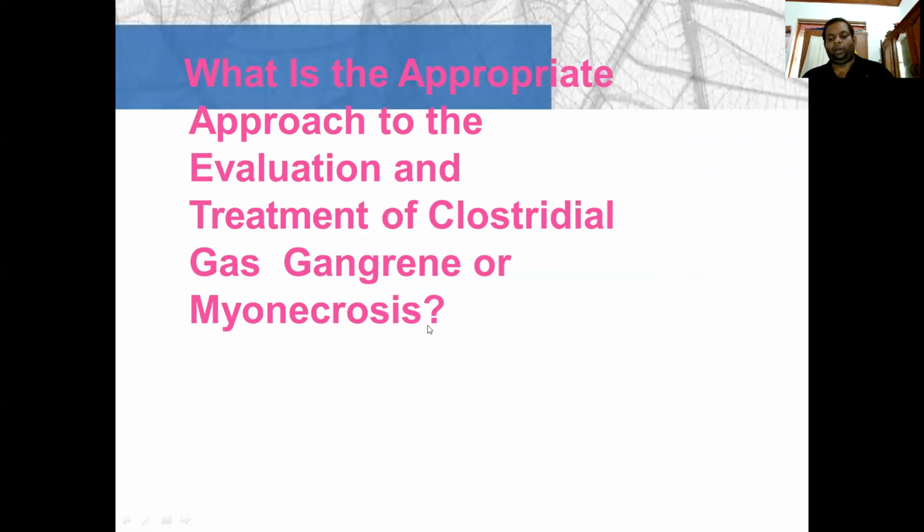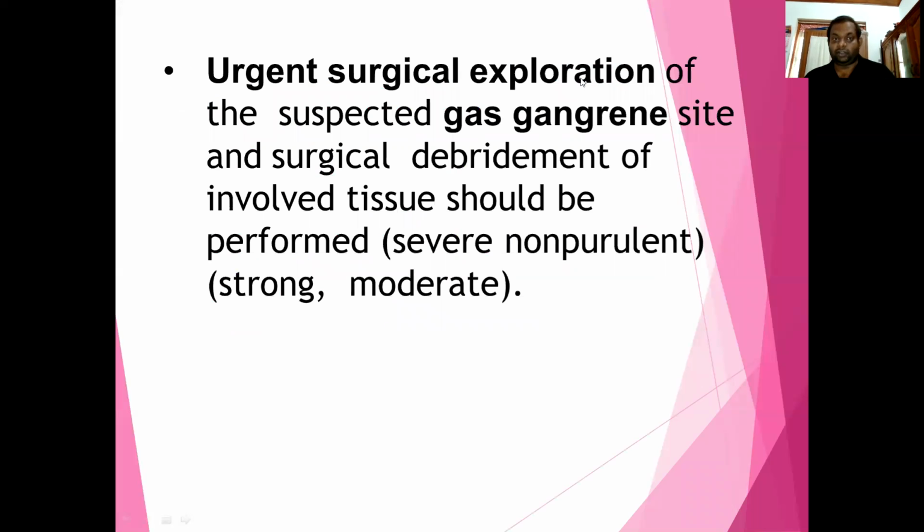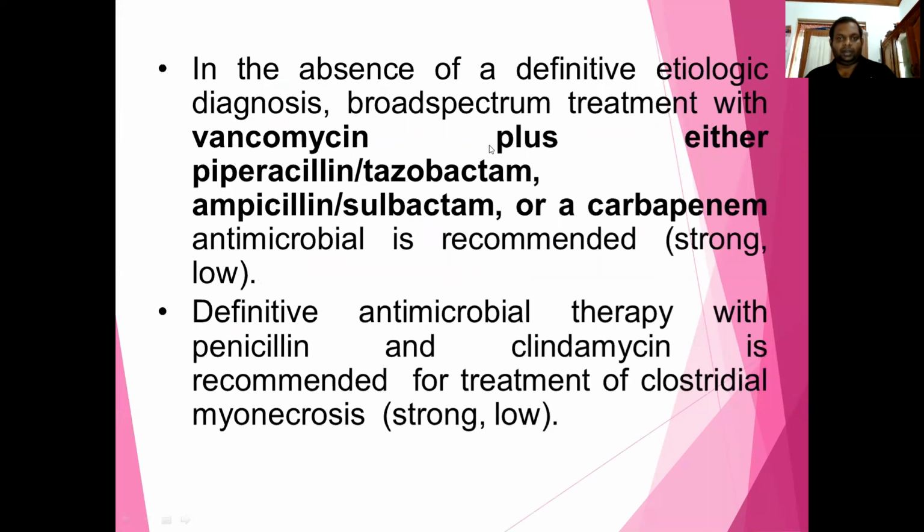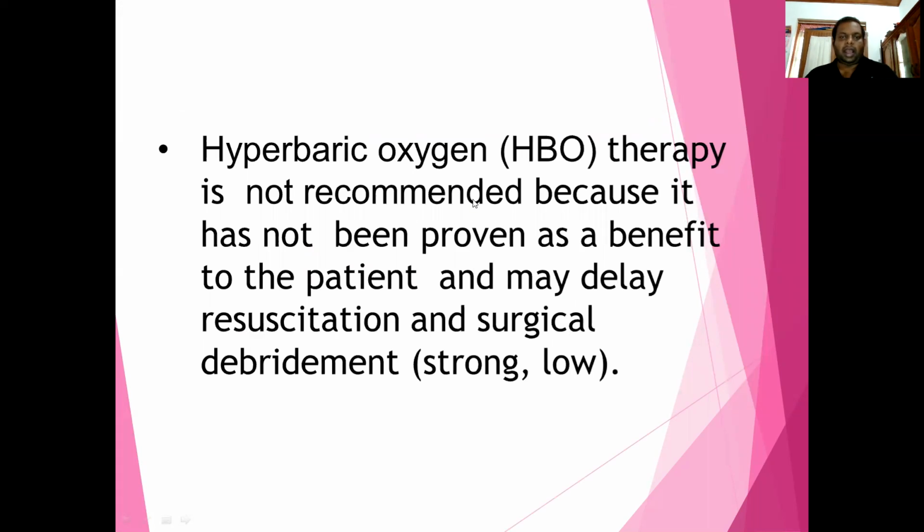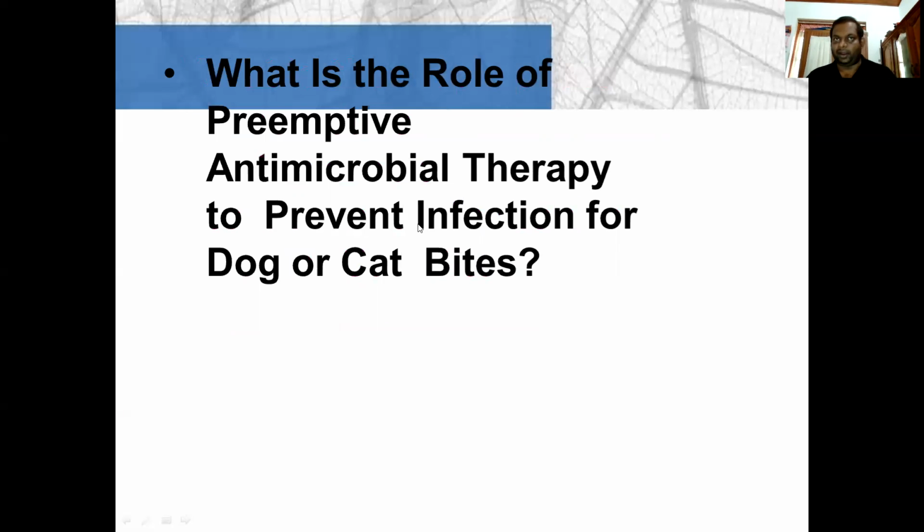Clostridial gas gangrene or myonecrosis needs urgent surgical exploration. Then broad spectrum cover: vancomycin with either piperacillin tazobactam, ampicillin sulbactam or a carbapenem. Definitive antimicrobial therapy with penicillin and clindamycin is recommended. Hyperbaric oxygen therapy is not recommended nowadays. We thought that adding high pressure oxygen would kill the anaerobic Clostridia, but nowadays we are not doing it.